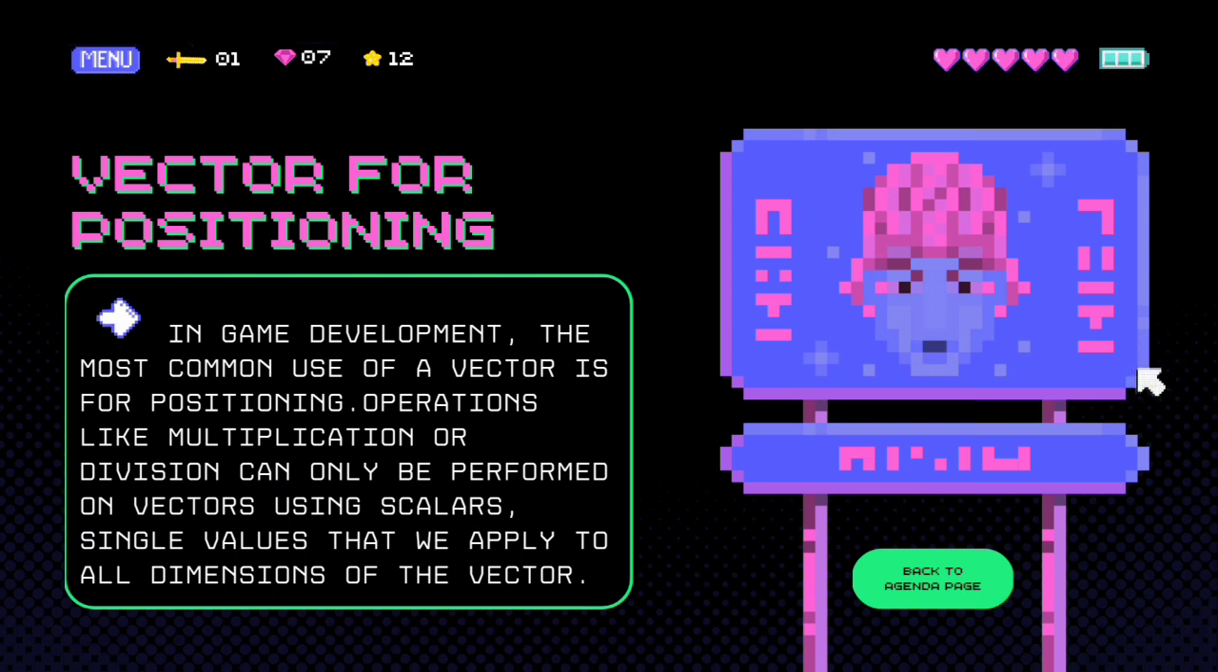So, my second point is vector for positioning. In game development, the most common use of a vector is for positioning. Operations like multiplication or division can only be performed on vectors using scalars, single values that we apply to all dimensions of the vector.